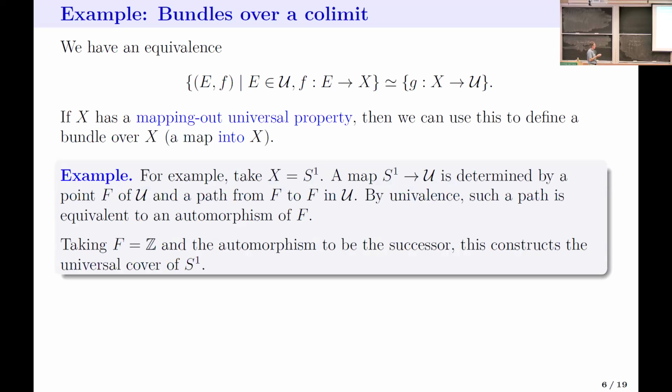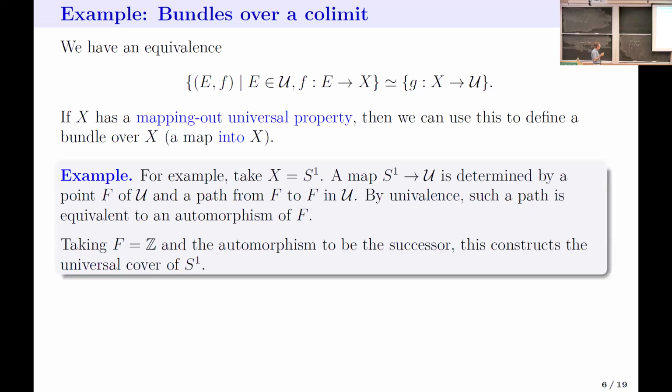And the universal property the circle has is that to define a map from it, you have to first tell me where the base point goes. So in this case, you have to choose a point F in the universe. And now you have to also give me a path from your chosen image of your base point to itself. You have to give me a loop at that point.